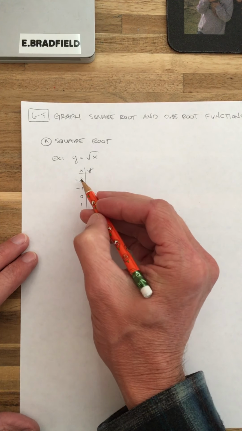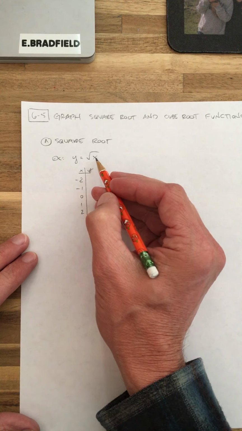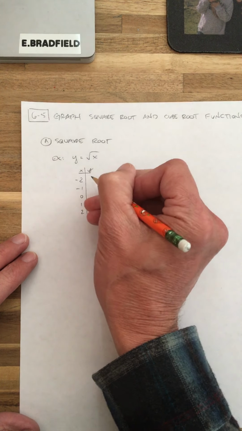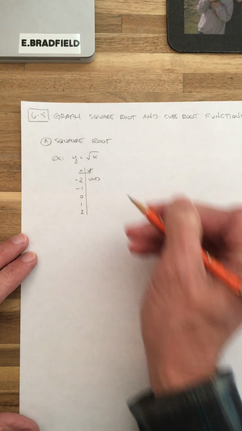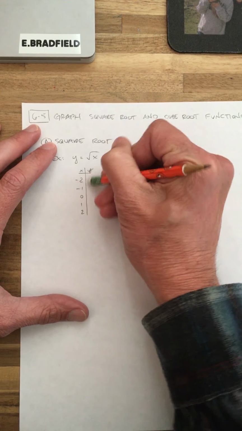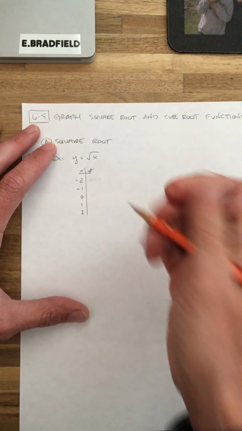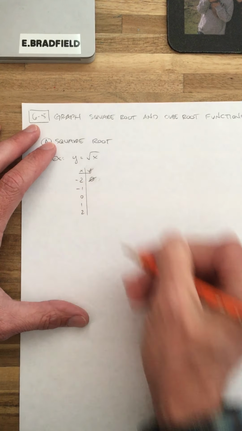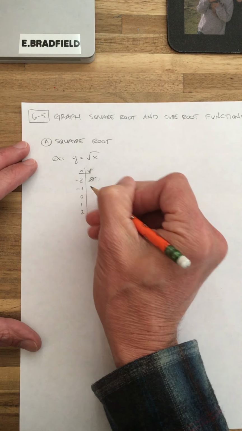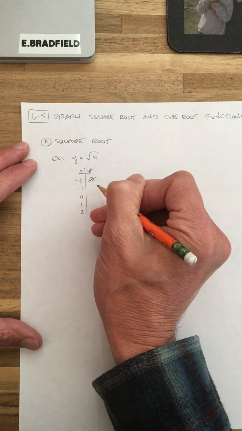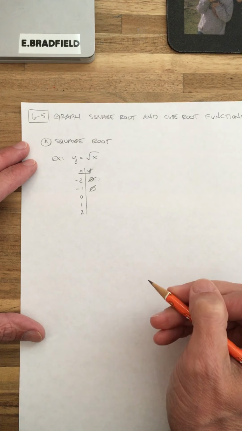Okay, so let's plug in -2. What's the square root of -2? It's imaginary. I guess undefined is probably the wrong thing to say. Your calculator would say error. So I'll just put one of these things. Okay, can't do it. All right, -1, can't take the square root, you get i. So we're not gonna use that either.